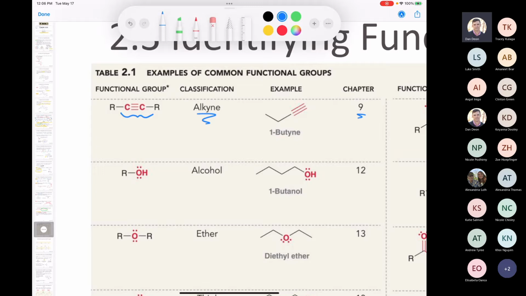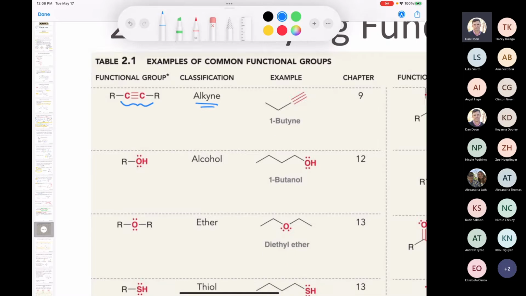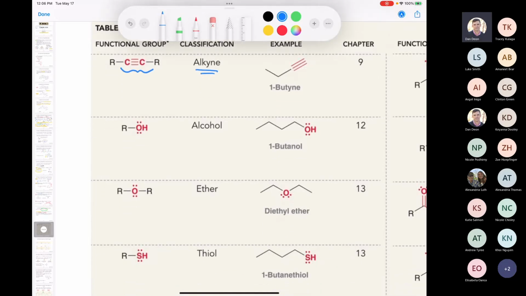That's learned in chapter 9, which is over a month from now, so don't worry about that. But you need to know what an alkyne is. Anytime you have a triple bond between two carbons, you have an alkyne. Something that we've seen already today is when you have an OH group like this, and we saw that could participate in hydrogen bonding, that's called an alcohol. Anytime you have an OH group in a compound, that's called an alcohol.